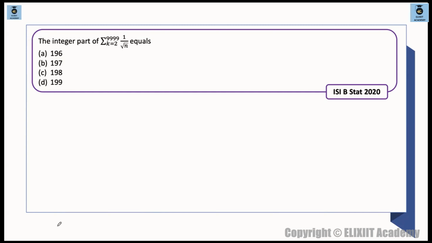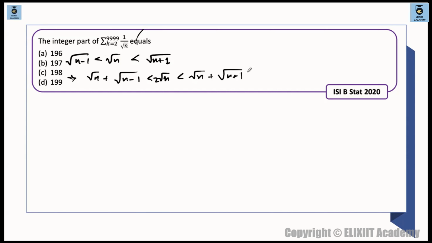Method number 2, how can we solve this using the second method? So what I'm doing is I'm trying to generate some sort of inequality over here. So we know root over of n is there. Okay. So root over of n lies in between root over of n minus 1 and root over of n plus 1. This is quite an obvious inequality. So what I do is I'll simply add root over of n on both the sides. So this becomes root over of n plus root over of n minus 1, less than root over of n plus root over of n, which is 2 times root over of n, and less than root over of n plus root over of n plus 1.